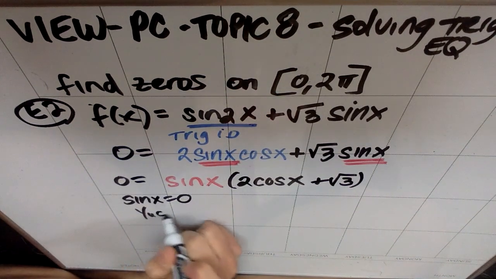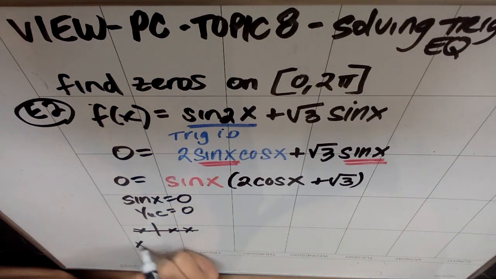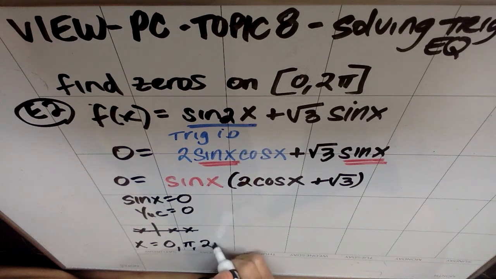Well, that's going to be when the y on my unit circle is 0, which is the same spots we actually found in the last one, right? It's when x is 0, pi, and 2 pi, right?